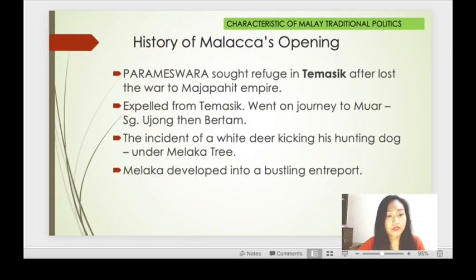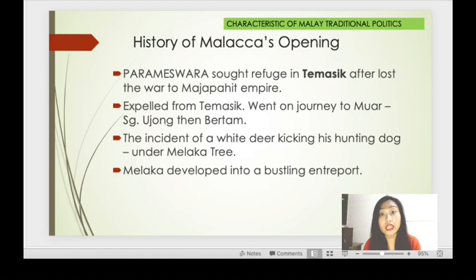Okay. So, history of Malacca's opening. Malacca is well known for its interesting and unique history. It begins when Parameswara, a prince from Palembang, got involved in a war for the succession of the Majapahit Empire during the late 14th century. I know you all know about this, right? Because we used to learn this in history a lot, right?